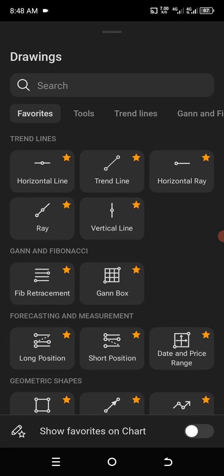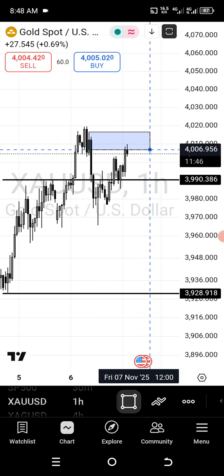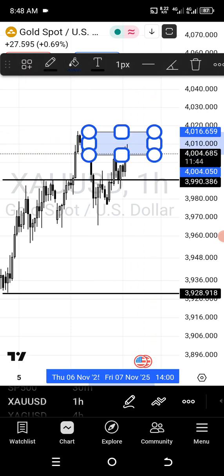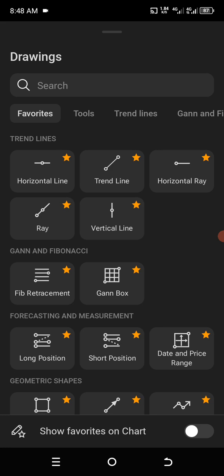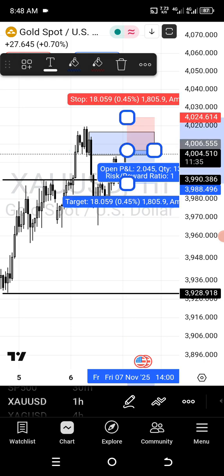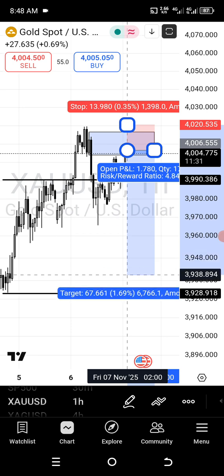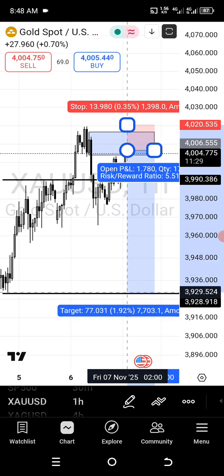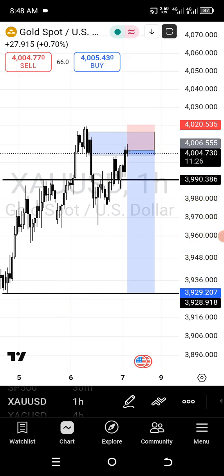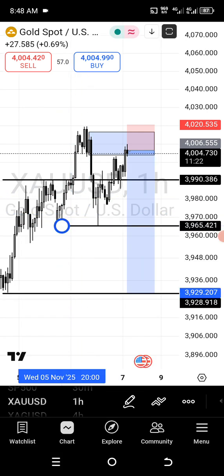I'm going to be interested in using this order block for my entries, and I'll be setting my stop loss above the swing high of this order block. My target is down here, 50% of my range. I always collect partials.